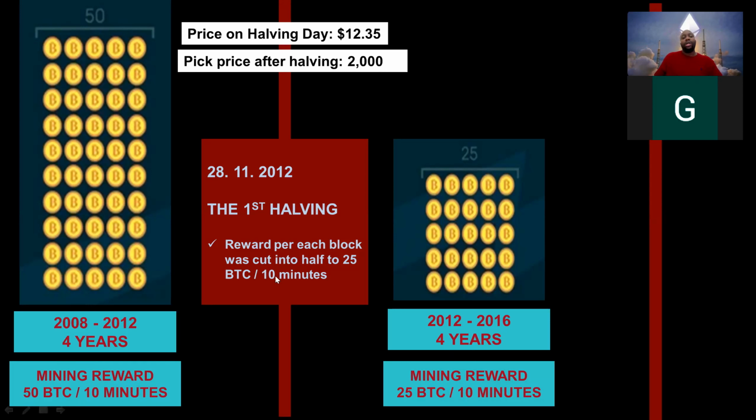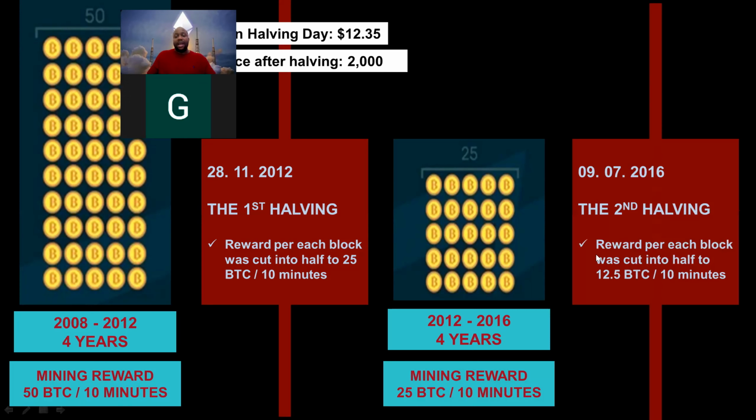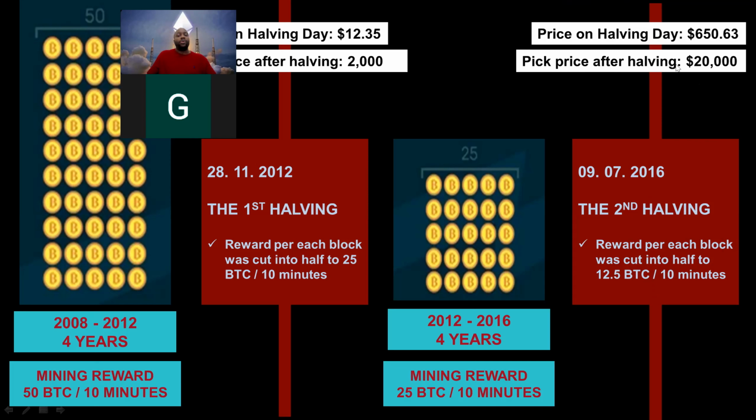Each block now contained 25 Bitcoins. In the first 4 years it was 50, now it is 25. After 4 more years, on the 9th of July 2016, the second halving took place, and the reward was cut in half again. The price on halving day came down from the peak of 2,000 to 650. And after the halving, Bitcoin went up to 20,000 US dollars.